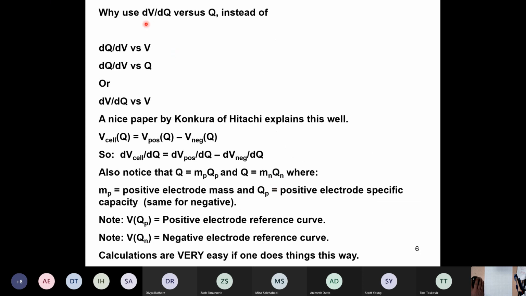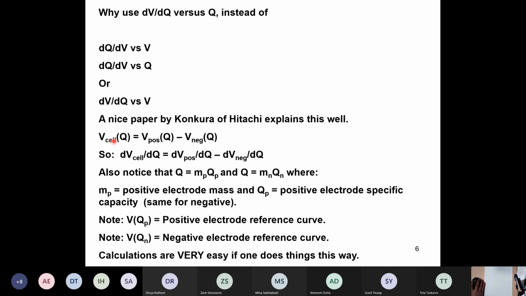So you have a lot of choices of derivatives you can take and things you can plot that derivative against. So we use dV/dQ versus Q. Why don't we use dQ/dV versus V? Or dQ/dV versus Q? Or dV/dQ versus V? Well, there's a very nice paper by Konkura of Hitachi that explains why you pick dV/dQ versus Q. And I'll go through that argument here.